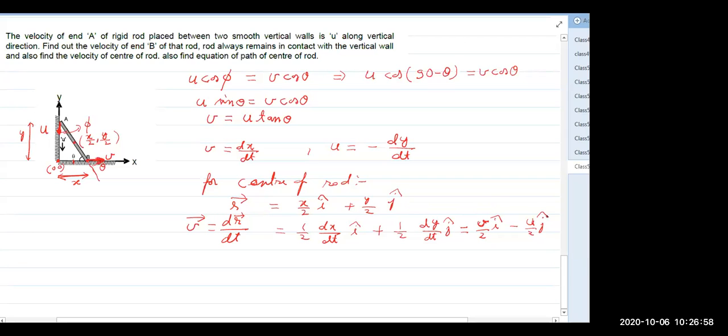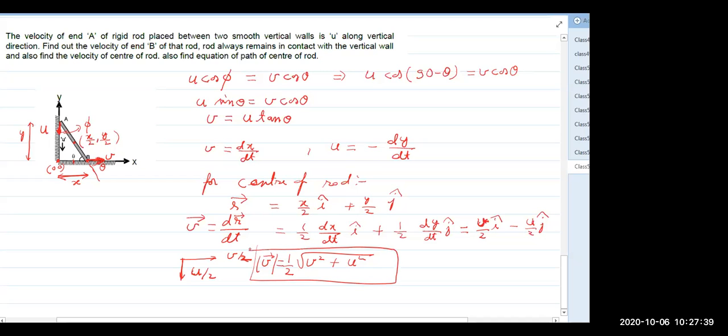This is the velocity of the central point. The central point has V by 2 velocity in the x direction and minus u by 2 velocity in the y direction. So the center will move like this, V by 2 in this direction and u by 2 in this direction. You can find its magnitude also: under root V square plus u square, because these two are perpendicular, divided by 2. You have to just find the magnitude part.